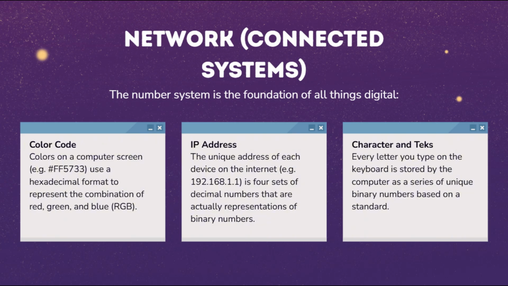Number three is character and text. Every letter you type on the keyboard is stored by the computer as a series of unique binary numbers based on a standard. So if you type any word, each character has its binary. So that is my example for you.